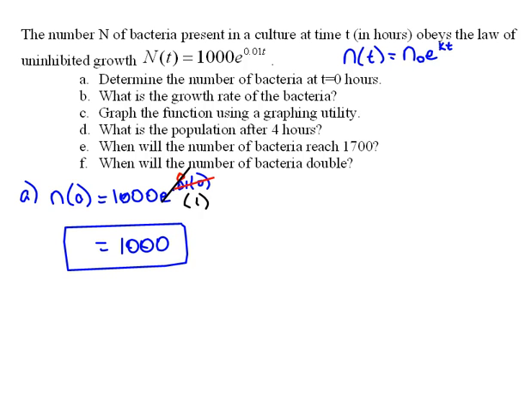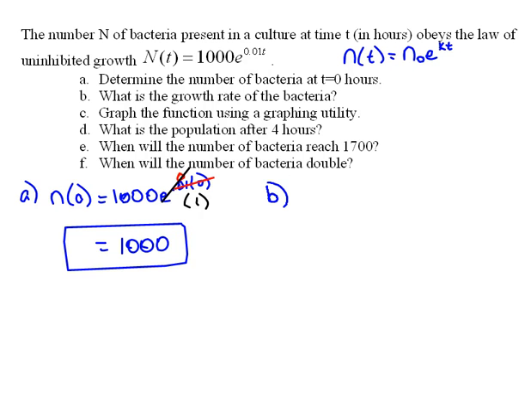If you think about it, that makes sense also, because at time 0, that's when you're starting. That's your initial time, your initial amount. And look what's in that initial amount spot in our formula, the 1000. So that's exactly what it should be.